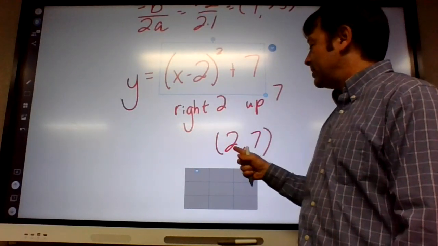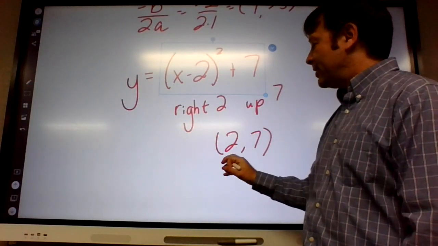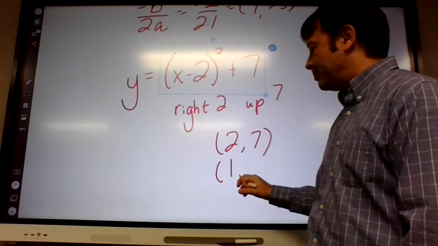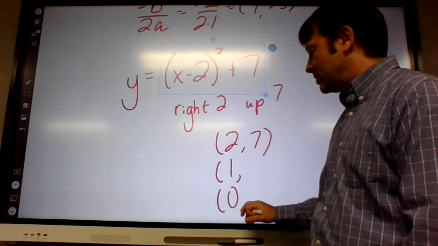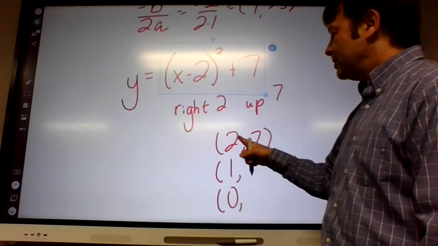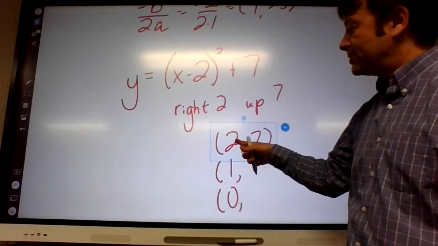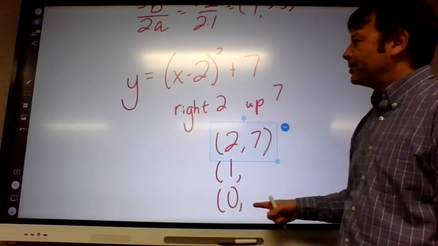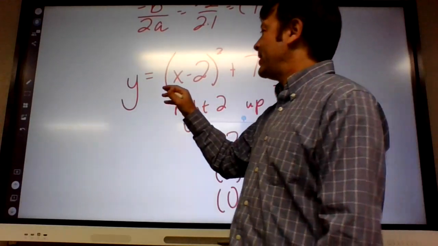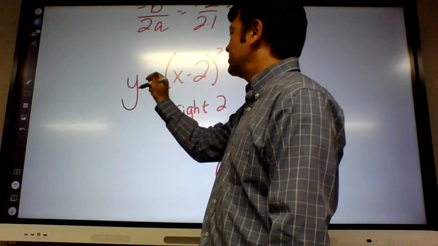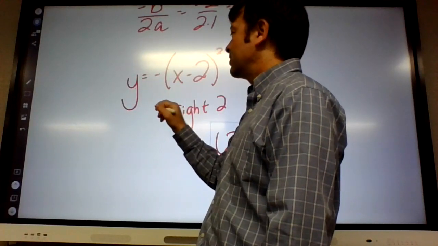So it just makes it kind of convenient. And then if you want to graph the rest of it, you can just plug in a couple more x values, and that'll help you make the graph. You want to choose, just like yesterday, x values close to the vertex to help your graph.